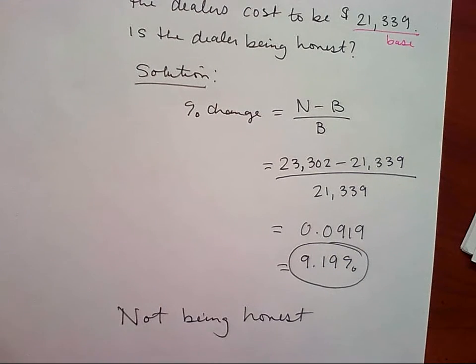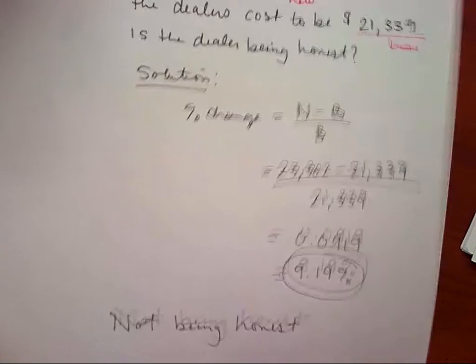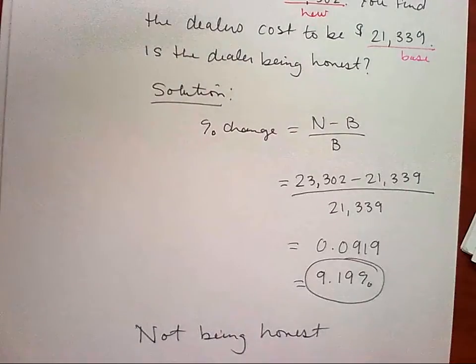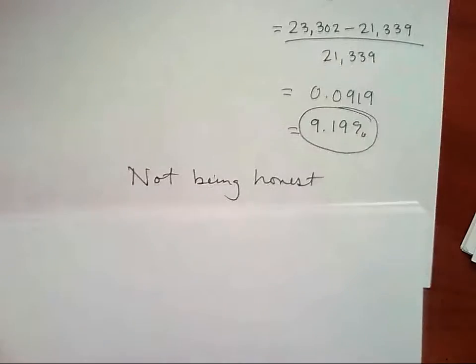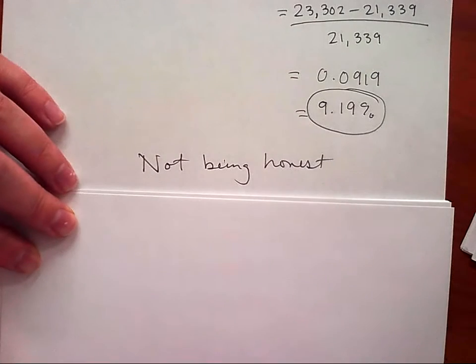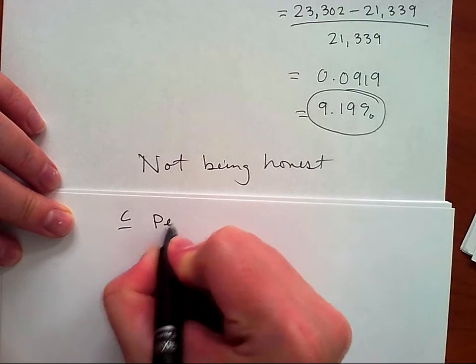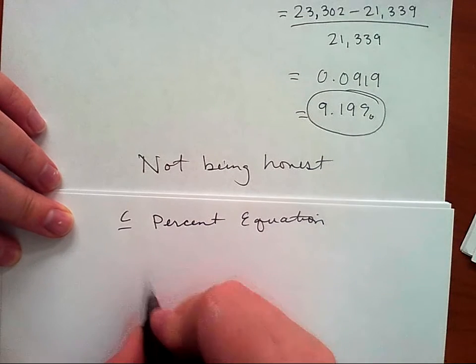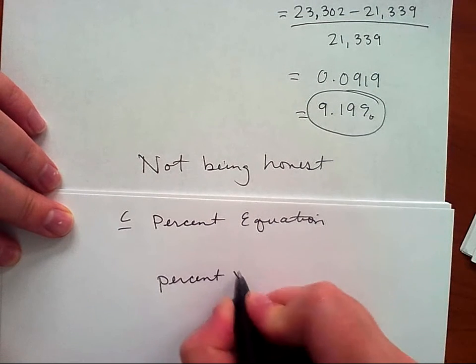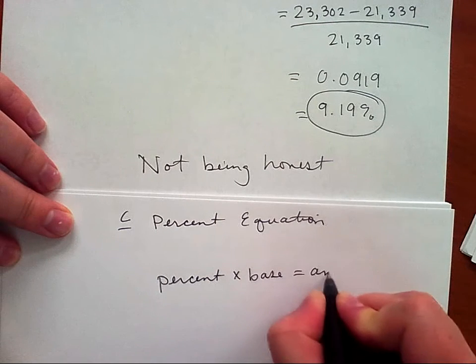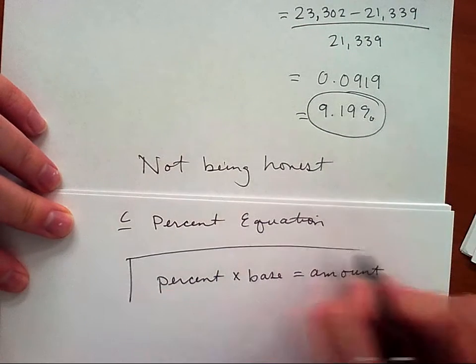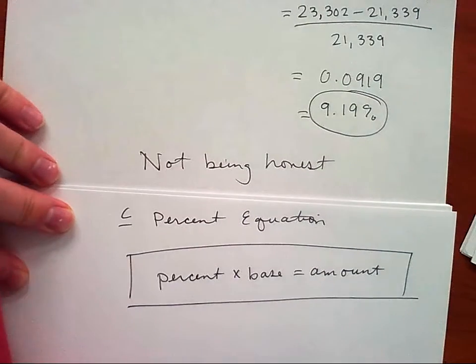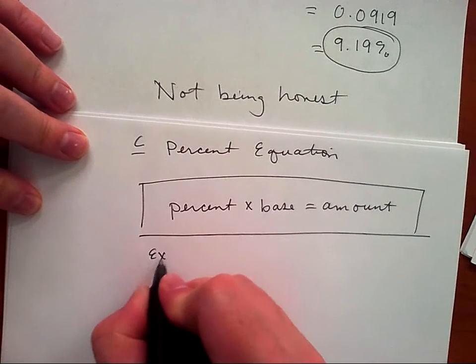So now we're going to move on to another equation, and we'll do a couple examples from that, but then we're going to do a bunch of examples where you have to determine the equation to use. Okay? So this is the percent equation. This is percent times base equals amount. So examples.